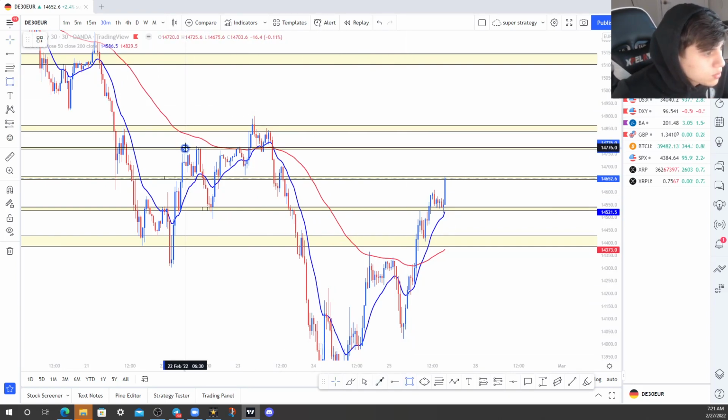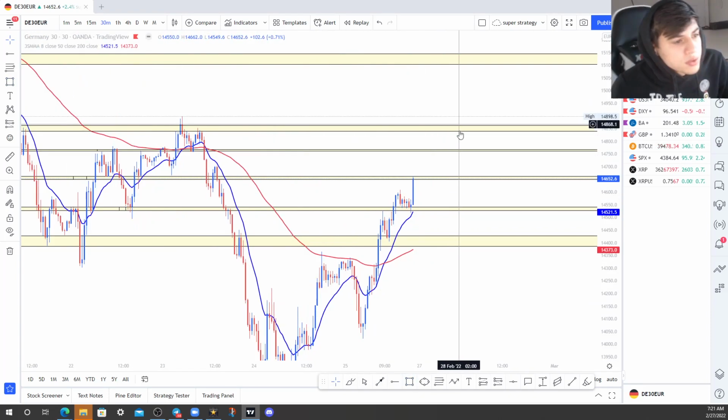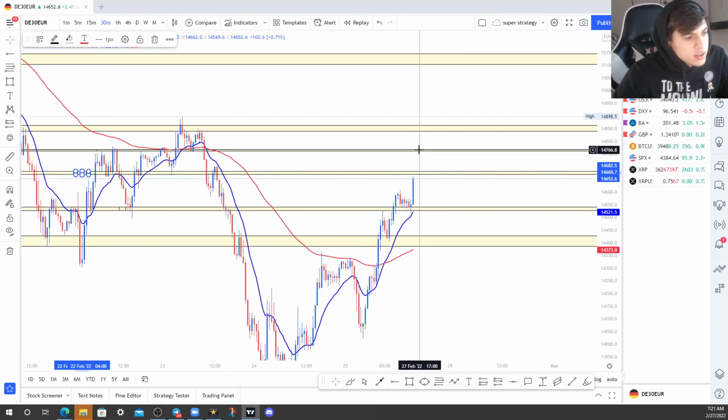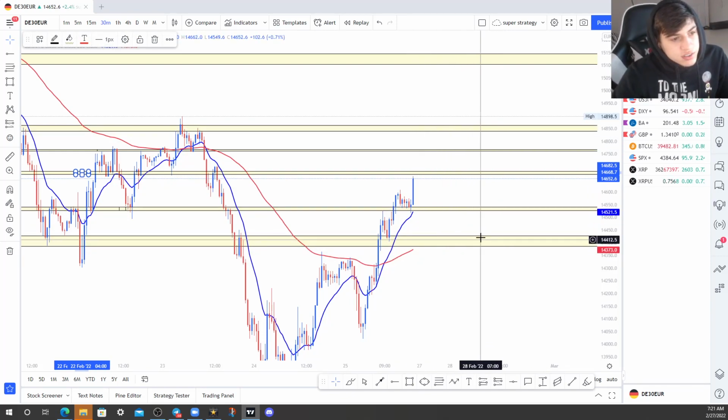Right over here as well. Boom. So these are the ranges, right? So if price starts to come up here and break this high, you can easily see this area get tapped, or this area here. If price starts to break this low, we could easily see this area here getting tapped, right?